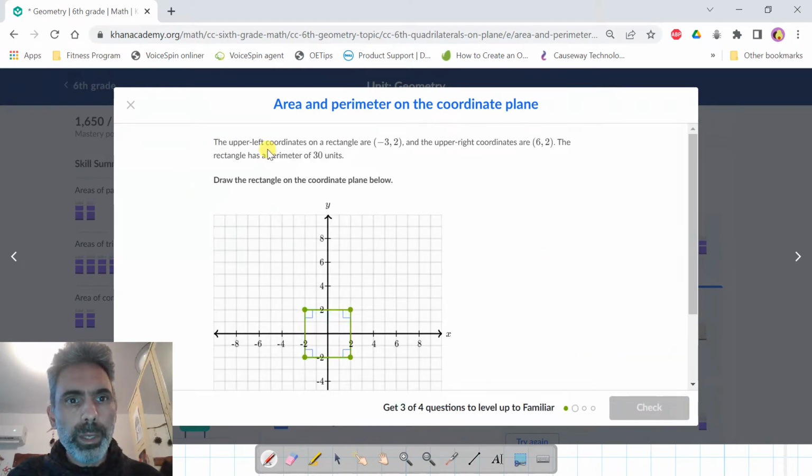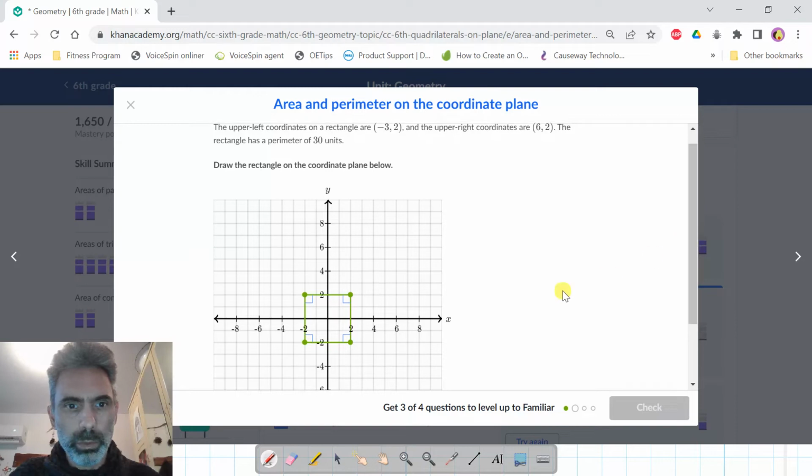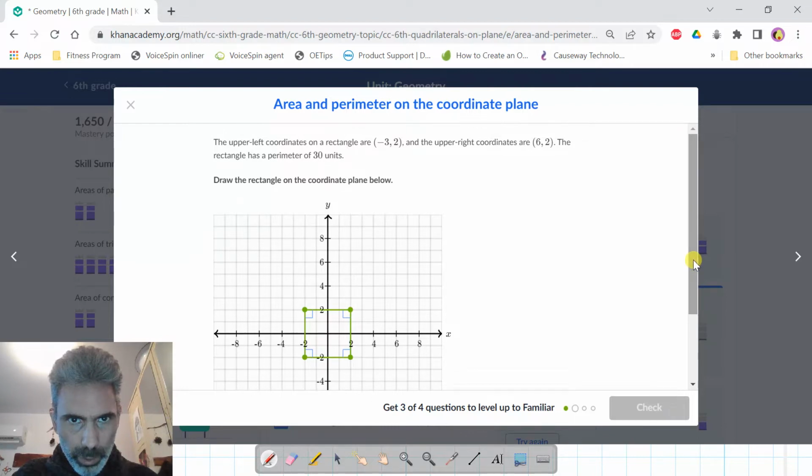Okay, the upper left coordinates on a rectangle are -3 and 2. The upper right coordinates are 6 and 2. The rectangle has a perimeter of 30 units. Draw the rectangle on the coordinate plane.